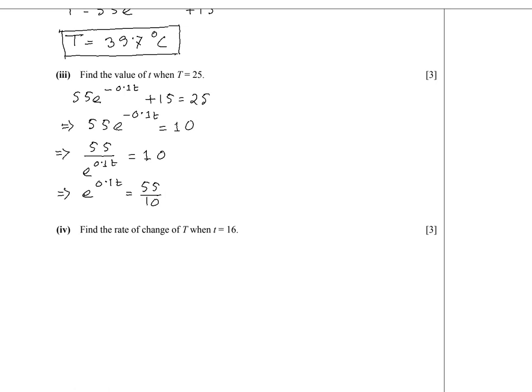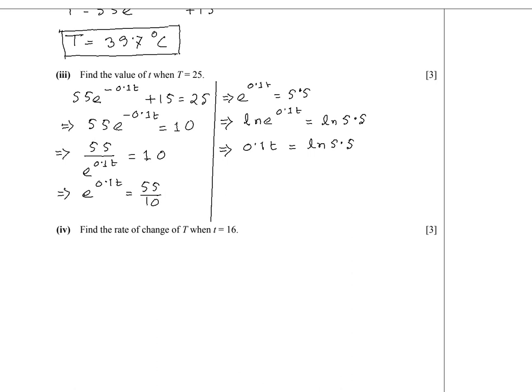Now let me draw a line so that I can write on the other side of the page. Okay, now let's continue. We can write e to the power 0.1t equals 5.5. Now let's take ln on both sides. So we can write ln e to the power 0.1t equals ln 5.5, which can be written as 0.1t equals ln 5.5.